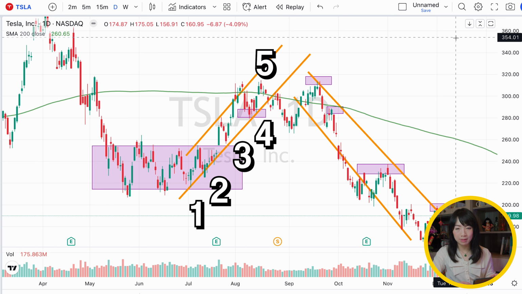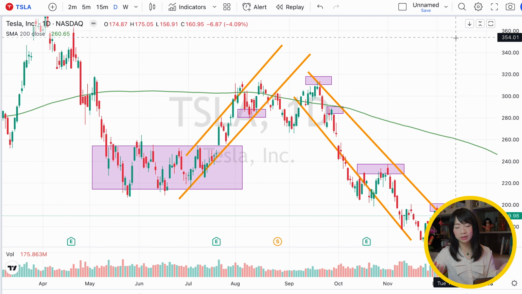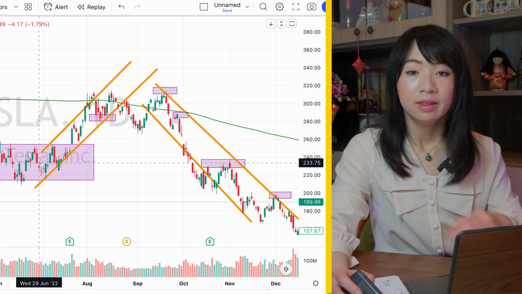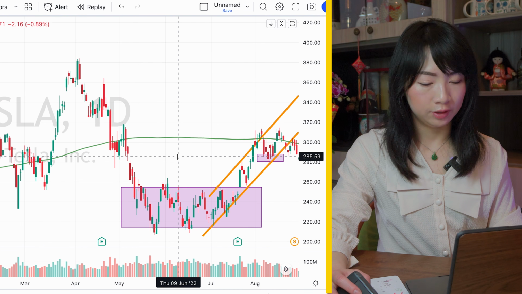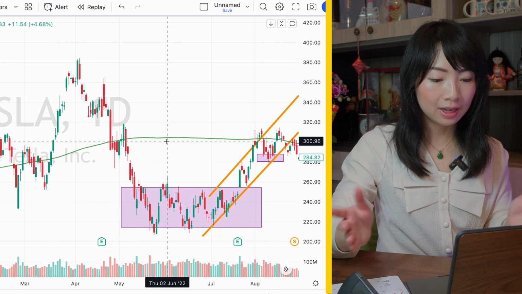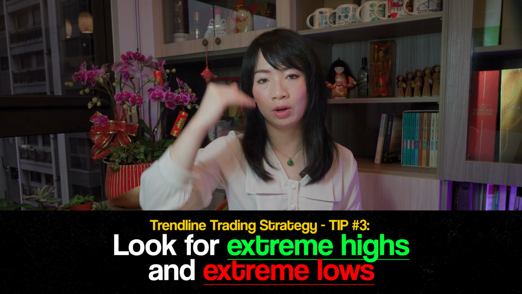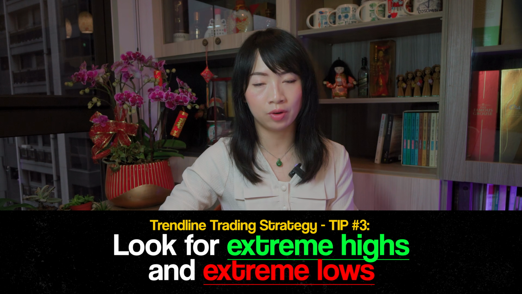Remember, you want to see as many contact points on the daily candles as possible when you're drawing trend lines on the daily chart. Now, if we slide a little bit over on the daily chart using this part of Tesla stock as an example, the next tip I have for you is that you want to look for extreme highs and extreme lows when you are drawing the trend lines.